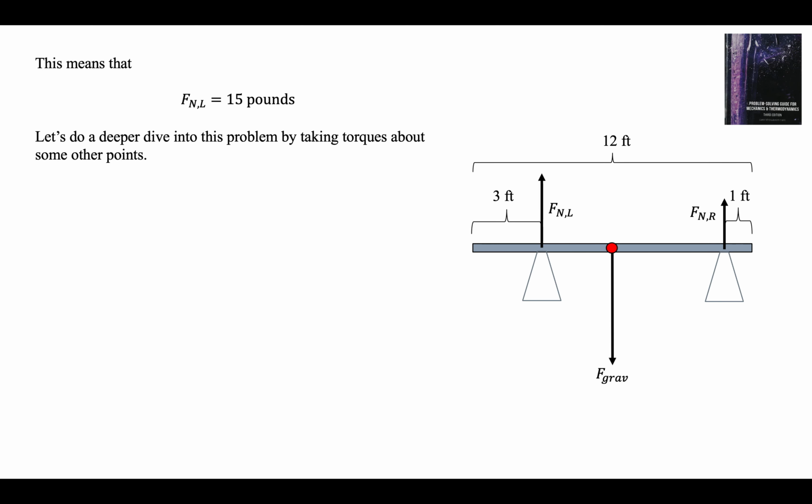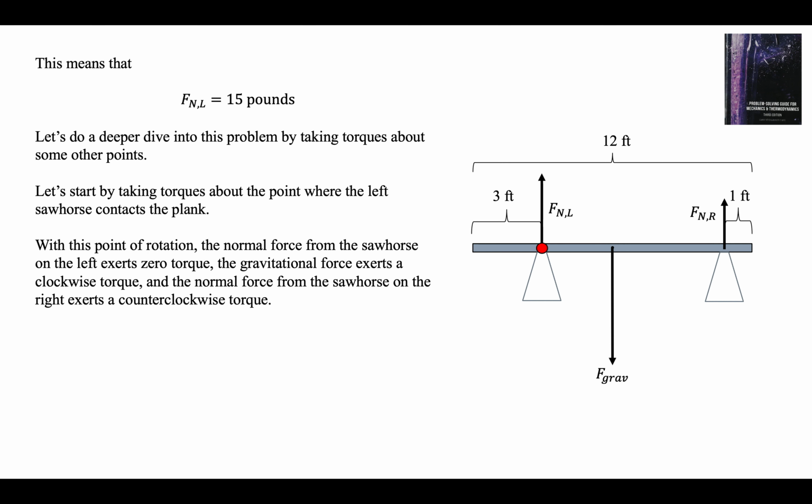So let's take torques about some other points to really hammer home the concept of torques. Let's take torques about the point where the left sawhorse contacts the plank, right here. So now we're going to move the red dot over here to remind us that we're taking torques about this point now. The normal force from the sawhorse on the left exerts no torque about this point. The gravitational force is clockwise. The normal force from the right sawhorse is counterclockwise, and those torques have to balance.